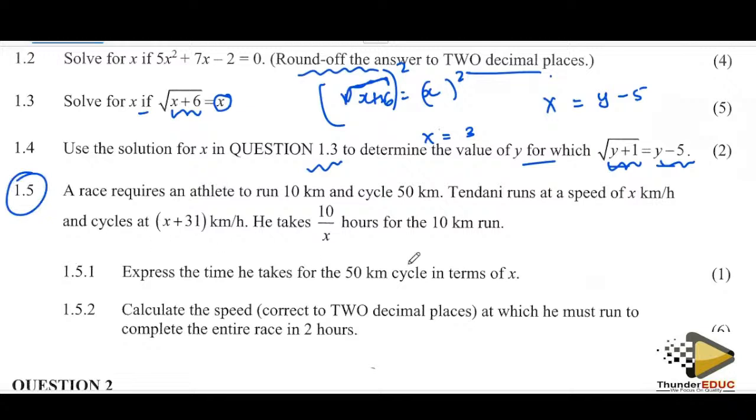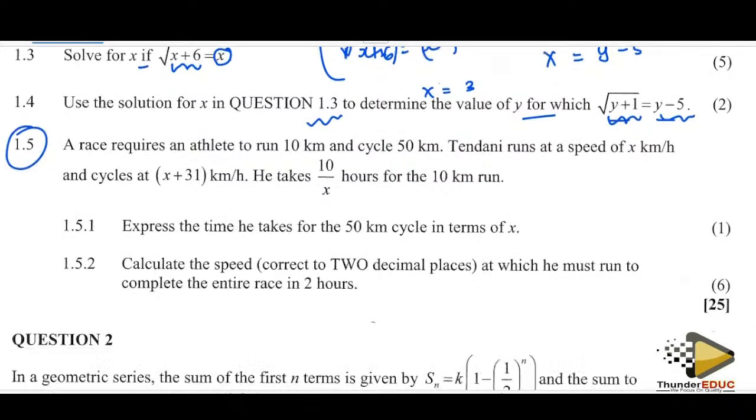And then 1.5. They're telling us that a race requires an athlete to run 10 kilometers, and then cycle for 50 kilometers. Tembani runs at a speed of x kilometers per hour, and then decides to cycle at the speed. It takes 10 over x hours over 10 kilometers. Express the time that it takes for the 50 kilometers in terms of x.